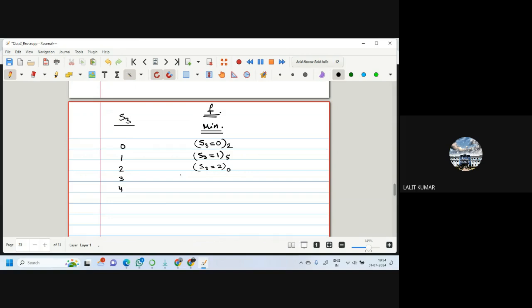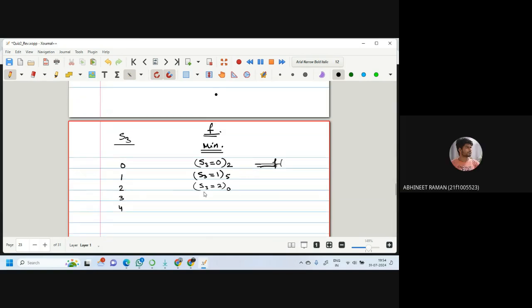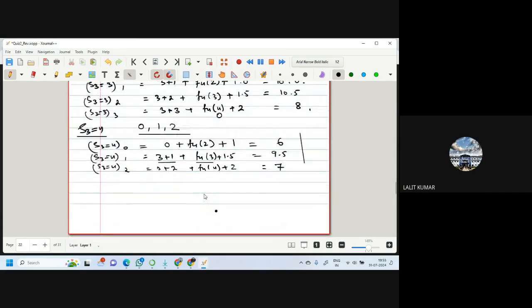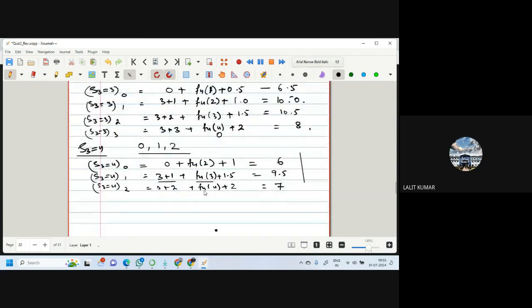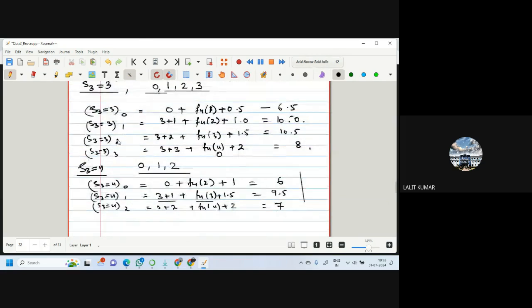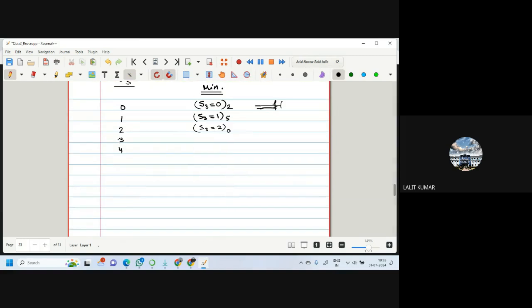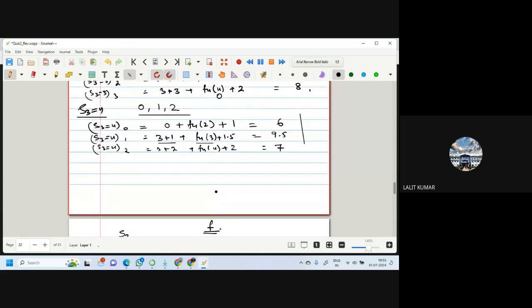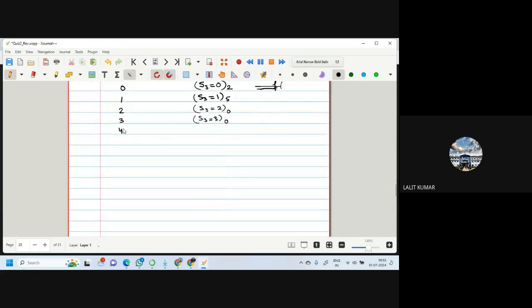And this is nothing. This will become F of 0 for 3. Yeah, F of 0, 3. Now we find for 3. 3 lowest is 6.5 and this is S3 is equal to 3, 0. S3 is equal to 3 and we order nothing. And for 4 we are getting minimum S3 is equal to 4, 0. S3 is equal to 4, 0.